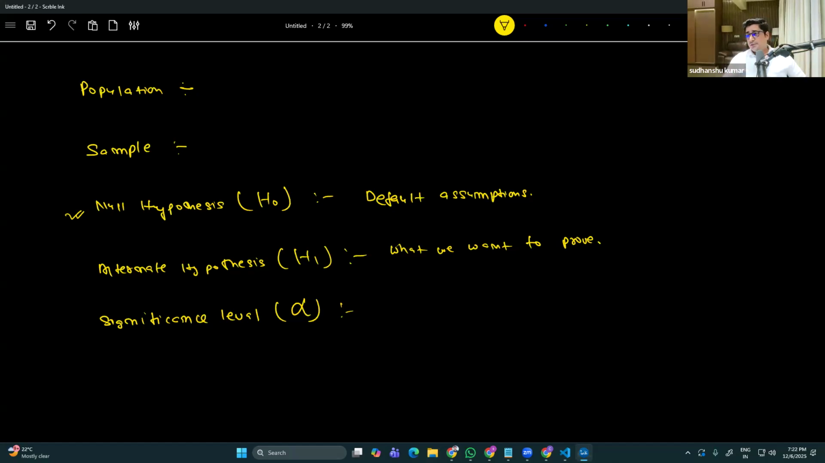The risk, I would say. So risk we are willing to take of being wrong, right? So this is the definition we can try to write.